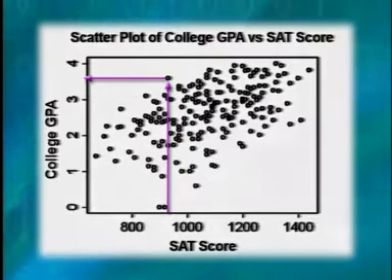Well, we're going to try to quantify the extent to which these two variables are related by defining a number that's called the correlation, that summarizes the extent to which these two varying quantities, in this case SAT and grade point average in college, are moving together.